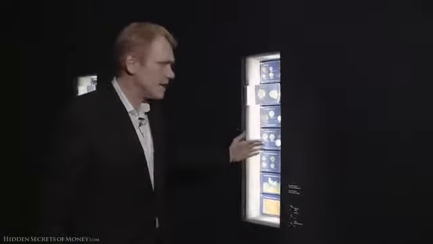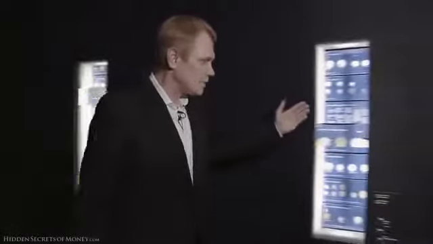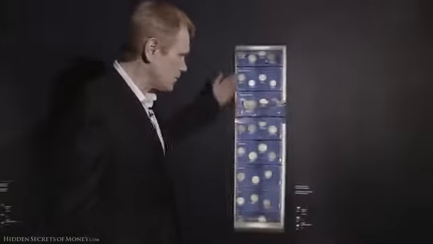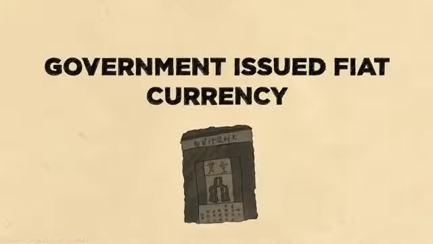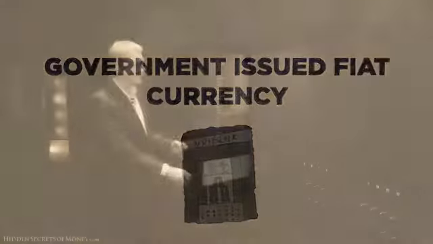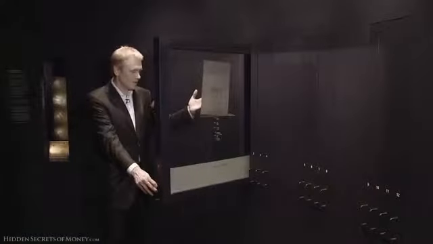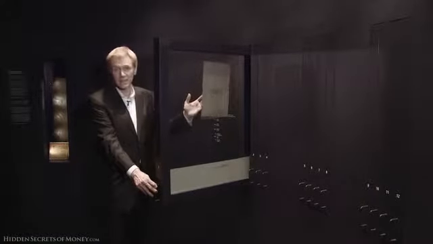Here is the 17th and 18th century. Here we come to the 19th century, and now we're all the way up to the 20th century. And here we come to our first example of government-issued fiat currency. This is from China. This is from 1375.